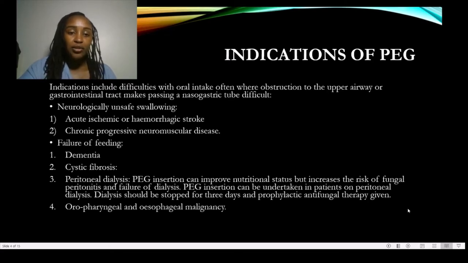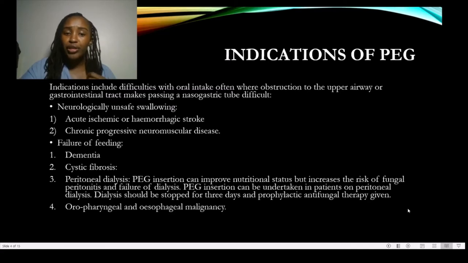Then if a patient is undergoing peritoneal dialysis, PEG insertion can improve nutrition status but increases the risk of fungal peritonitis and failure of dialysis. Therefore, PEG insertion can be undertaken in patients on peritoneal dialysis, and dialysis should be stopped. For this patient, the dialysis should be stopped for at least 3 days and prophylactic antifungal therapy be given.